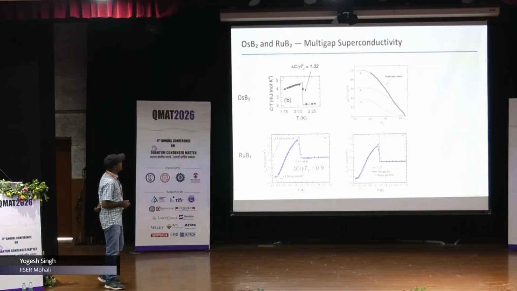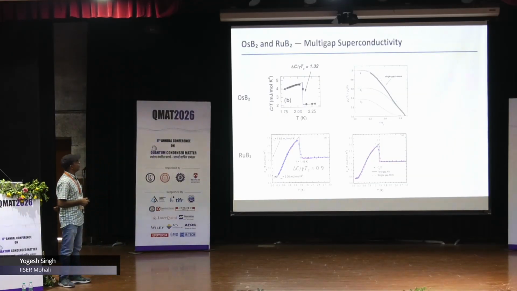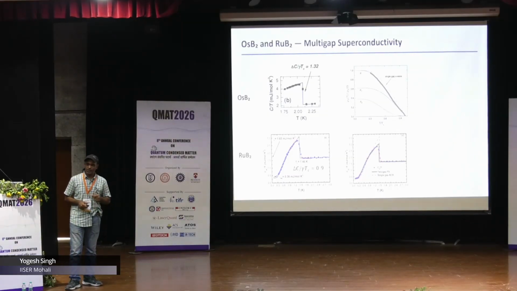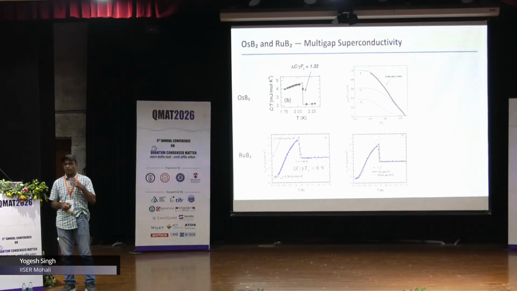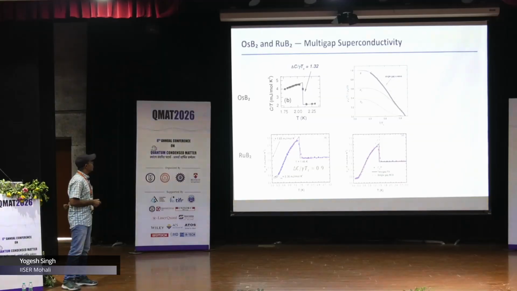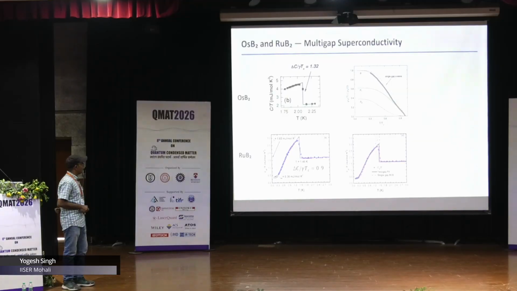We have evidence that these materials are multi-gap superconductors from the following observations. If you look at the heat capacity jump at the superconducting transition, the BCS theory for a single gap superconductor gives you an estimate that the jump divided by gamma Tc should be 1.43. There is a slightly reduced value for OsB2 and an even smaller value for RuB2.